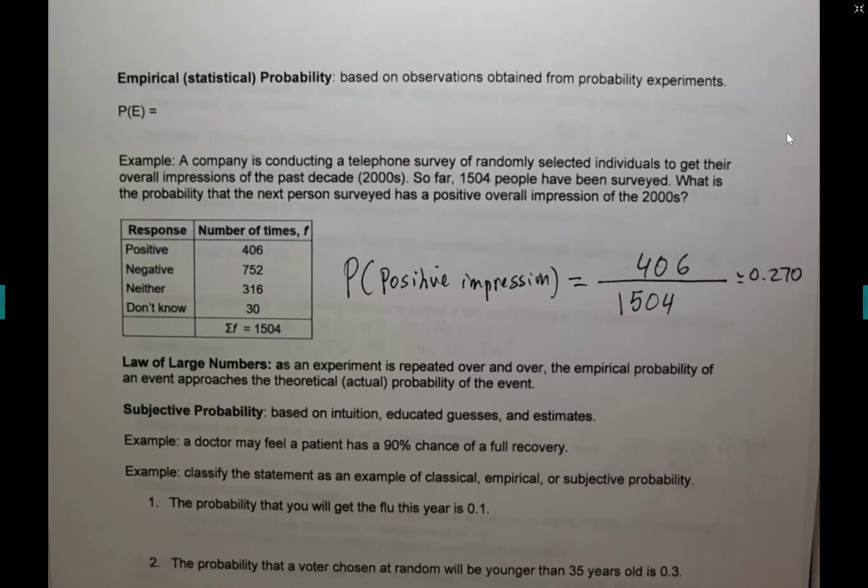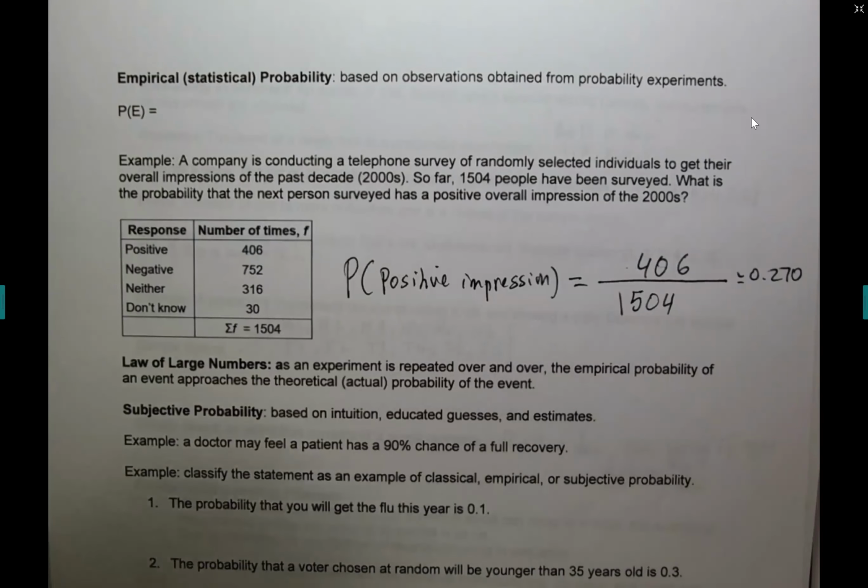Okay, let me ask you another question here. What if I give you the same question on the test, and I ask you what's the probability that the next person surveyed has a negative overall impression of the 2000s? So, 752 divided by 1504. Yes, that is correct. 752 divided by 1504.